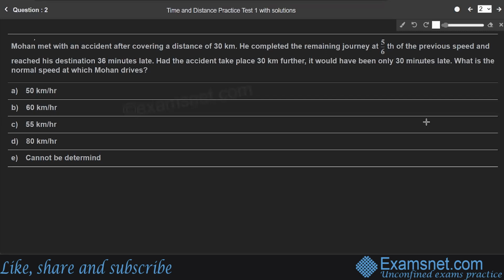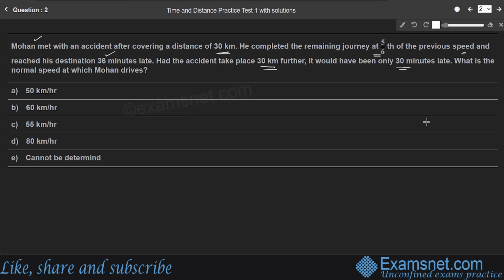Question number 2. Mohan met with an accident after covering a distance of 30 km. He completed the remaining journey at 5/6 of the previous speed and reached his destination 36 minutes late. Had the accident taken place 30 km further, it would have been only 30 minutes late. What is the normal speed at which Mohan drives?